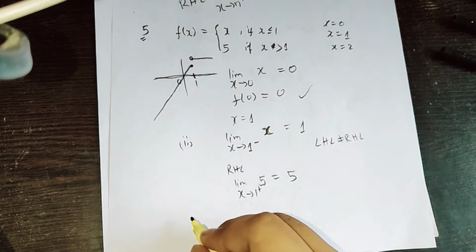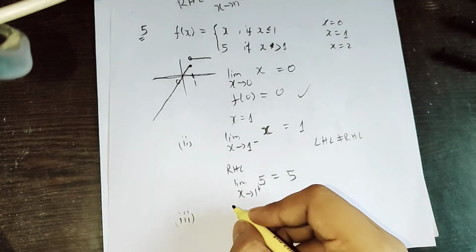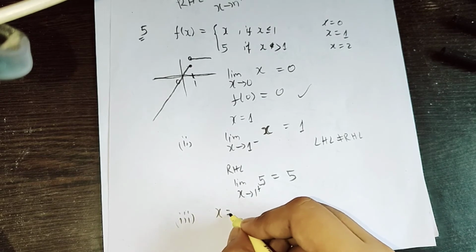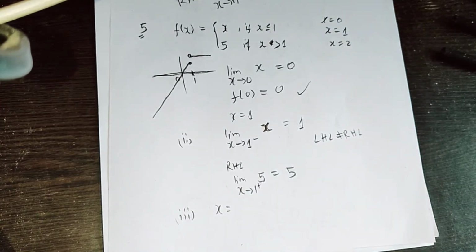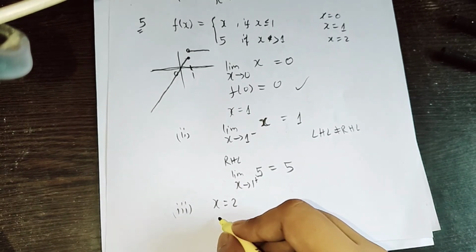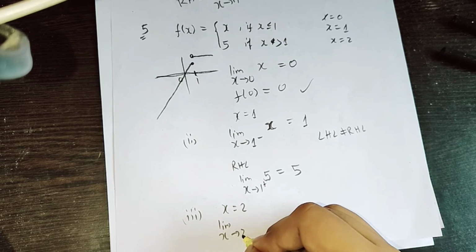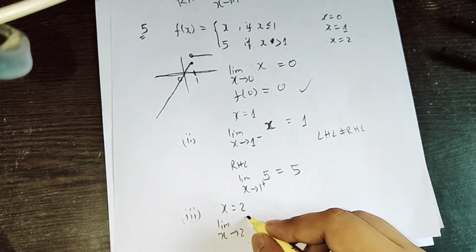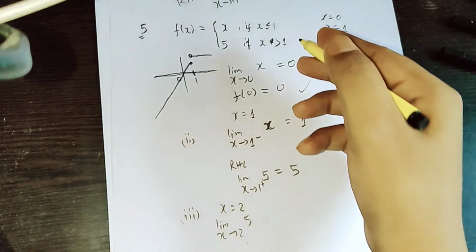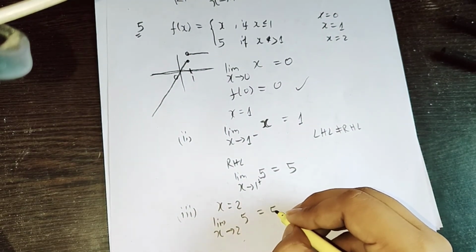Now we will come to part third. So we have to calculate its continuity at x is equal to 2, and we will use our old method, limit x tends to 2, and it will come 5. Why 5? Because greater than 1 will become 5, so it will come 5.